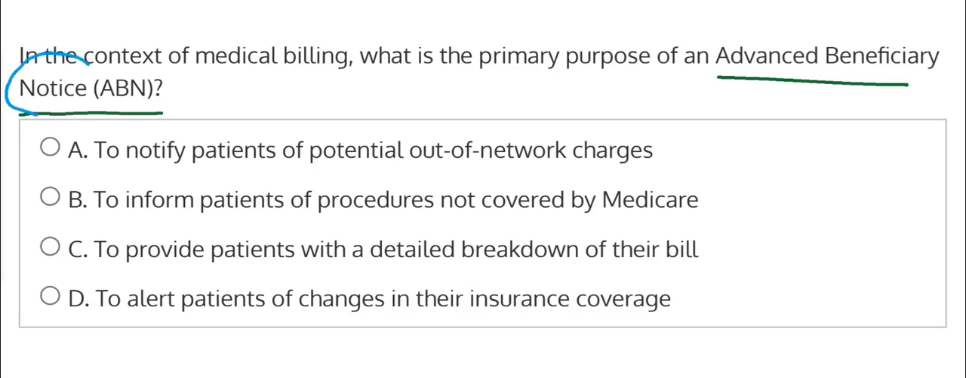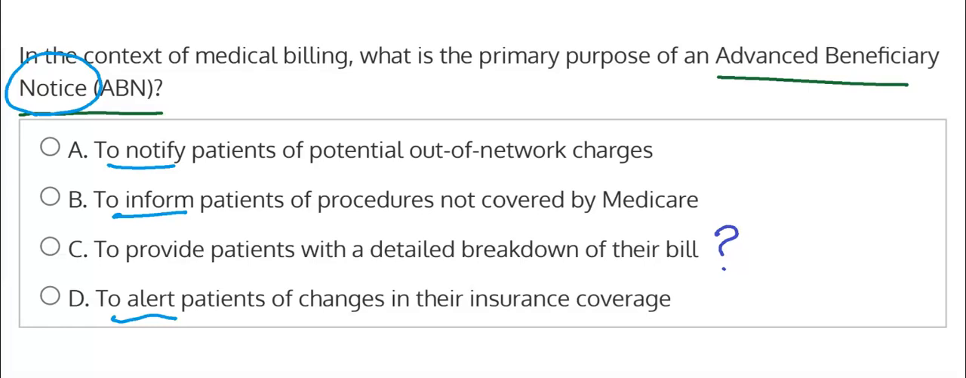So if you look at a notice, think of it like a notification. So the patient is being informed or notified of something. So when we see here to notify patients, inform patients, those seem like options that we should keep in mind when we're going through. But when we look at option C and D, when it says to provide patients with a detailed breakdown on their bill, and option D to alert patients of changes in their insurance coverage, we can see that if we're not sure, maybe option C is something that we're not going to consider, but let's go through the choices and discuss.